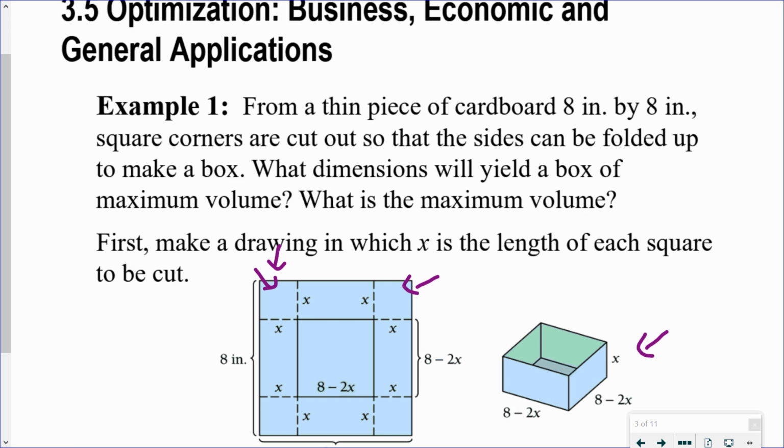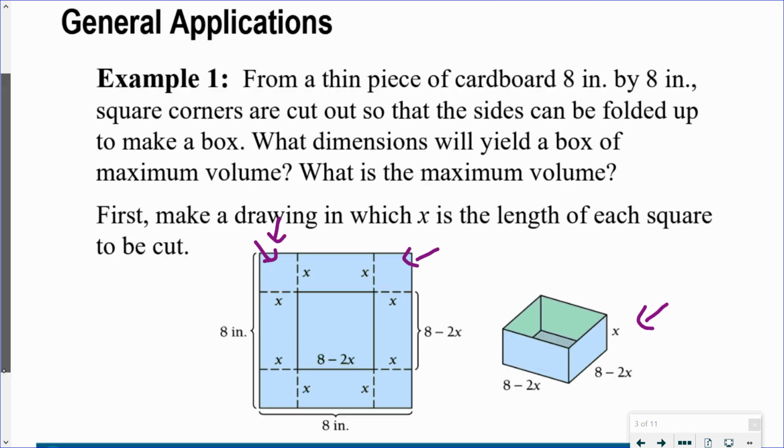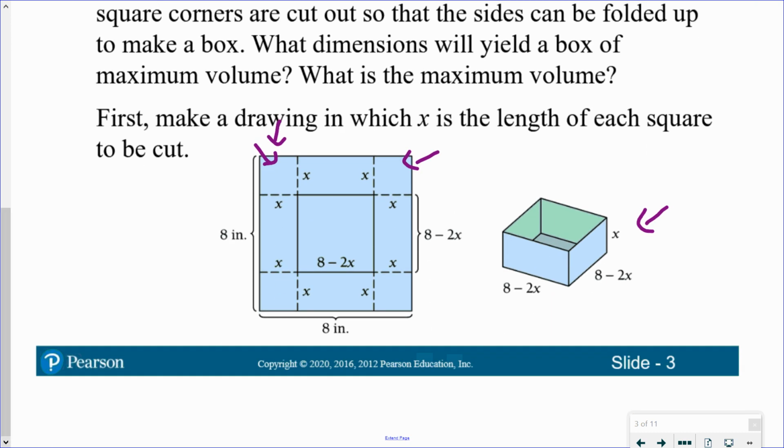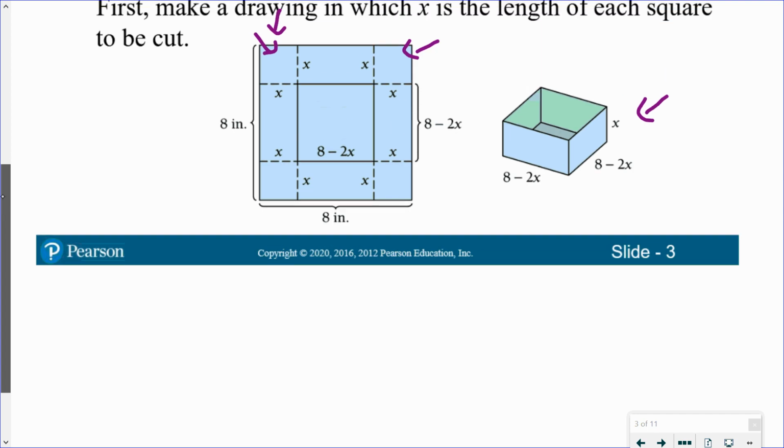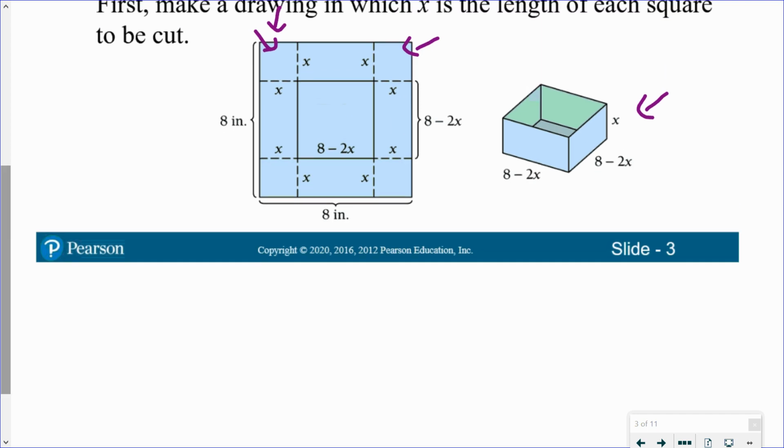Let's see what we can do here. I'm going to scroll this down a little, see how much of this we can get on the page. The thing that we want to maximize is volume. Now this is a box, so remember I said to start with the most general terms. Volume is length times width times height. We want to define each of these things in terms of one variable. So our height, that's the section that we're going to fold up, is X.